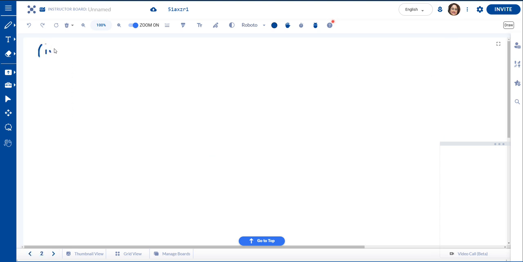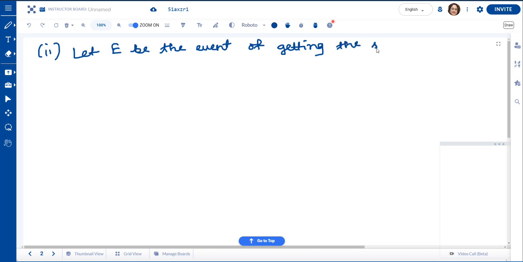So for part number 2, we will write, let E be the event of getting the sum of two numbers more than 9.